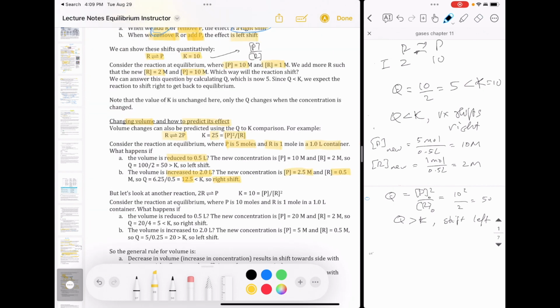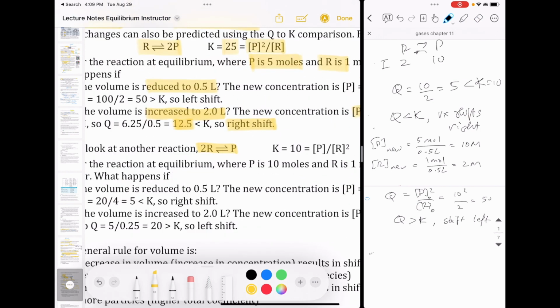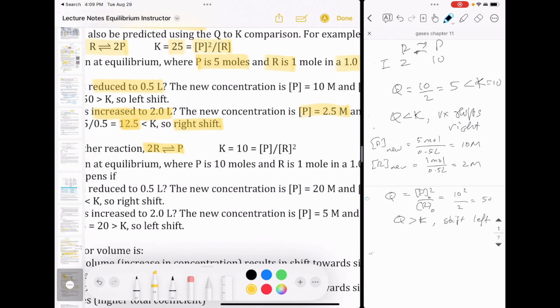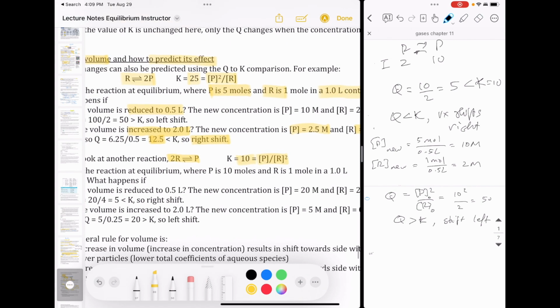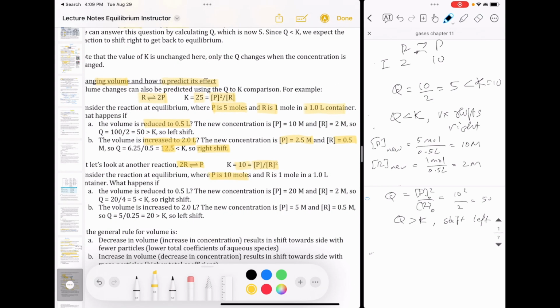So you might think, okay, that's great. We now know that if we decrease volume, it's a left shift. If we increase volume, it's a right shift. Turns out that's not always the case. Let's look at another reaction. Here's a reaction where it says 2R goes to P. And the expression of the equilibrium constant is going to just be P over R squared. And let's say the value of the equilibrium constant is 10, okay? One possible equilibrium situation would be 10 moles of product and 1 mole of reactant, and we're in a 1 liter container, okay?